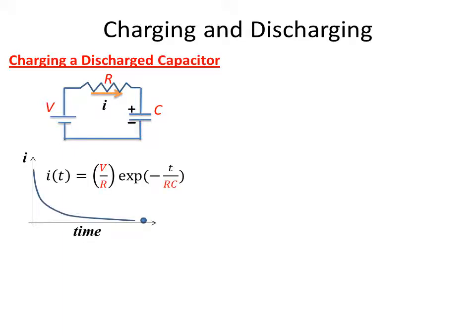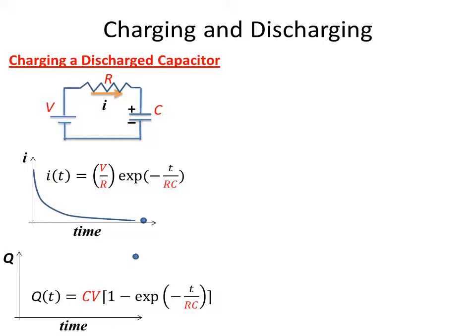The exact form of the curve that the current follows is equal to an initial value of the current, which is the voltage divided by the resistance, times a decaying exponential. The charge follows a slightly different curve because it starts at zero, there's no charge in the capacitor. As a function of time it rises and comes to some constant value, and that constant value is equal to the capacitance times the voltage, and the full time dependence of the charge is shown by this curve and also by this equation.